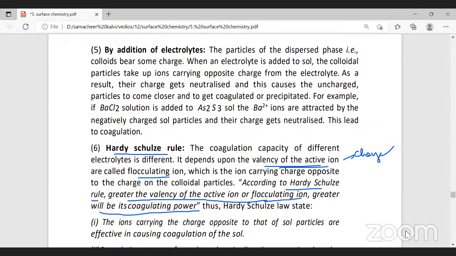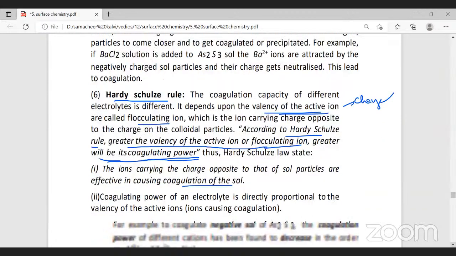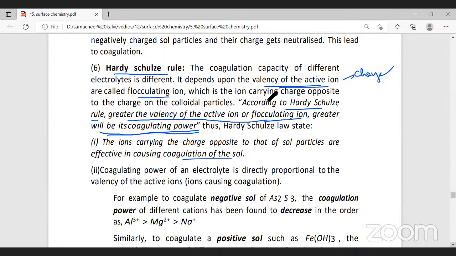All right. Hardy-Schulze rule states ions carrying charge opposite to that of sol particles are effective in causing coagulation. I told you, in order to coagulate negative colloid, we need to have positive active ion. In order to coagulate positively charged colloid, we need to have negative active ion. Now, the coagulating power of an electrolyte is directly proportional to valency. So greater the charge, greater is the coagulating ability.